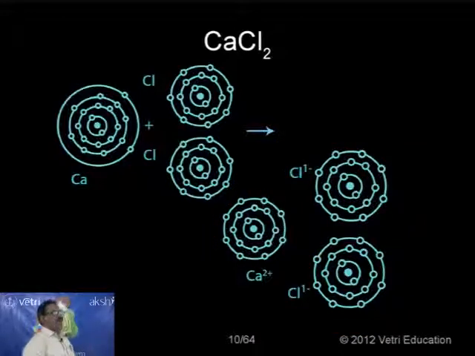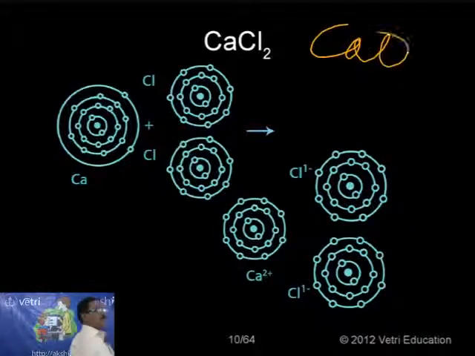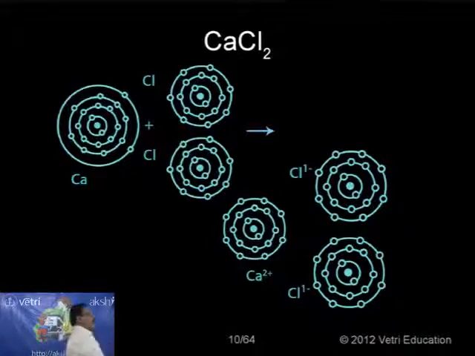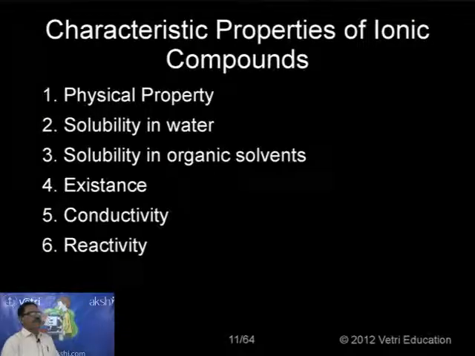In the same way, we can explain a number of cases, even calcium oxide. Okay, let me go on. I hope these 2 examples will be sufficient to understand what is ionic bond and how ionic bond is formed.